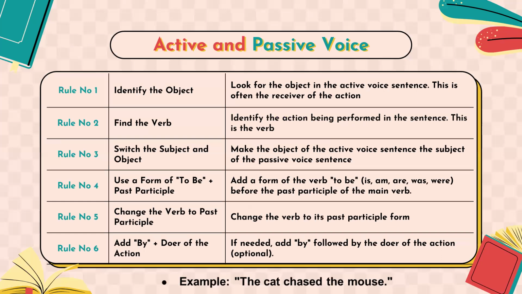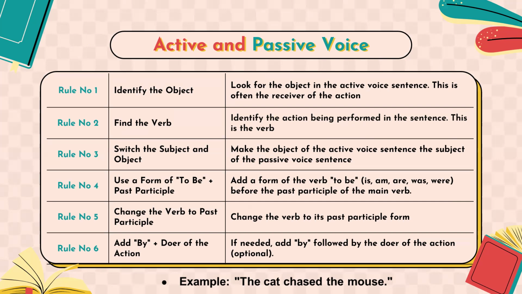Number four, use a form of to be plus past participle. Add a form of the verb to be, for example am, is, are, was, were, before the past participle of the main verb. Here in the given sentence, the tense is past tense. And number five, change the verb to past participle. Now you must change the verb to its past participle. So chase, chased, chased. Here in the example sentence, we keep the past participle as chased, the same.